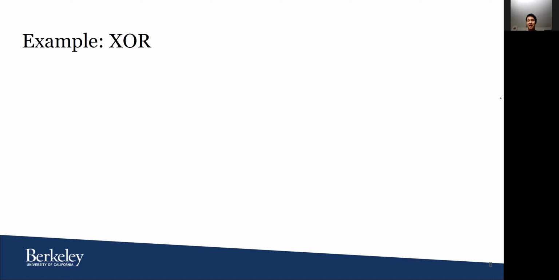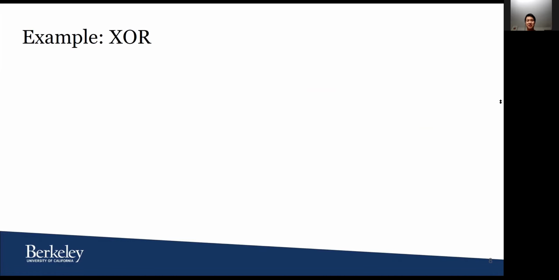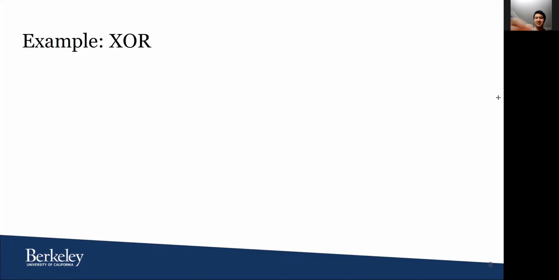So let's take the example of an XOR. XOR is going to be like Y equals A XOR B. And what we want to do is construct the CMOS logic gate for an XOR and assume that you have A bar, B, and B bar available to you as inputs. So how would we start constructing this?